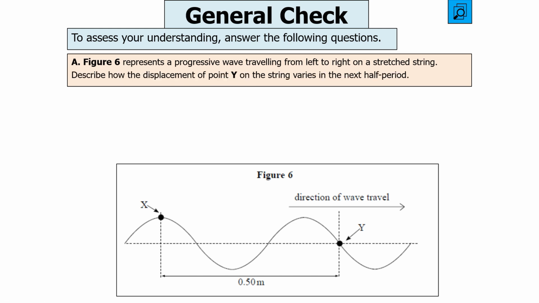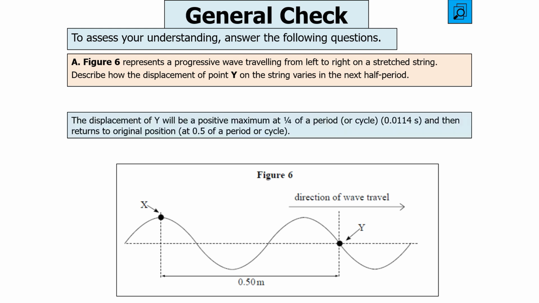On this wave, describe how the displacement of point Y on the string varies in the next half period. So pause the video now, then unpause the video when you want to go through your answer. Now again, you've got to imagine the wave pattern travelling through the particles as it moves across in the direction of the wave travel. So what you can see is that position Y, it'll be at a position of maximum at a quarter of the period or the cycle, and then it'll return back to its original position in the next half period. You can see that it's going to be moving upwards because you can see that the maximum is pushing upwards on that particular wave pattern there.